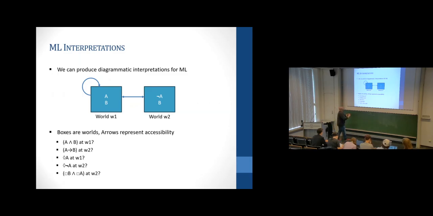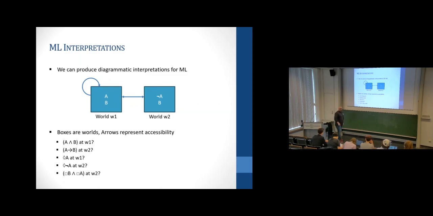Okay. How about box A at world 1? Is box A true at world 1? No. And why not? Because it can see world 2, and world 2 is a not A world. So here's why. Again, we can look at the arrows. The arrows indicate access. If there's an arrow that starts in 1 and points to 2, which we've got, it can access, it can see world 2, and at world 2, not A is the case.